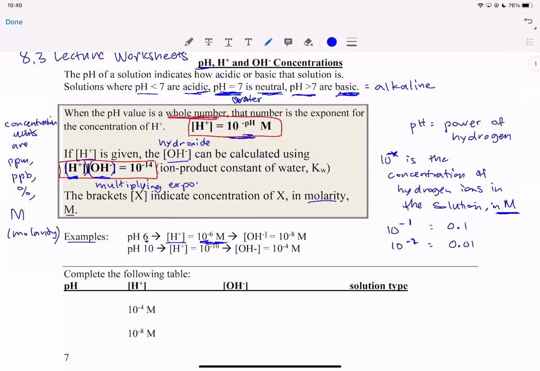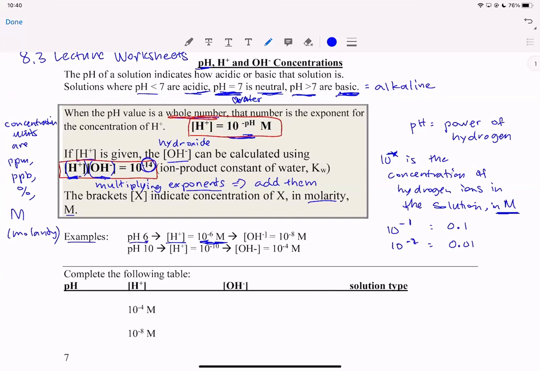When you are multiplying those powers of 10, which are exponents, you add them. Basically the concentrations are those powers of 10. They need to add up to -14. So we'll see this in here.